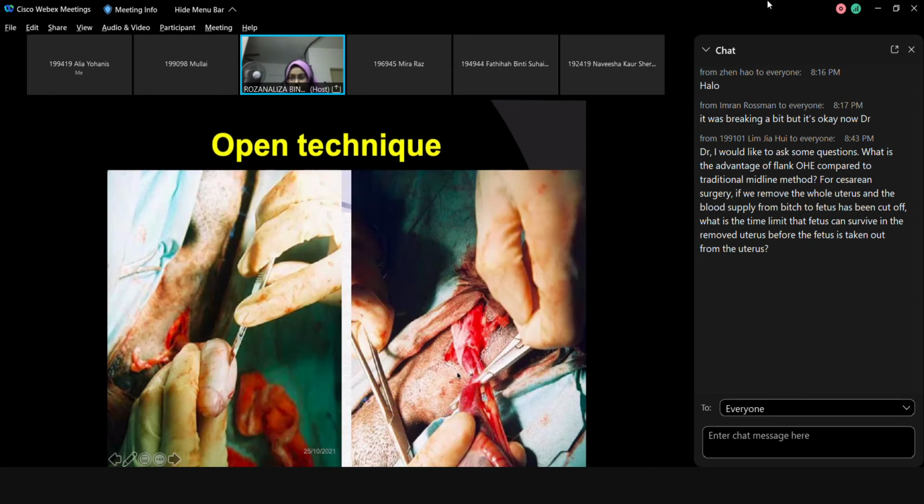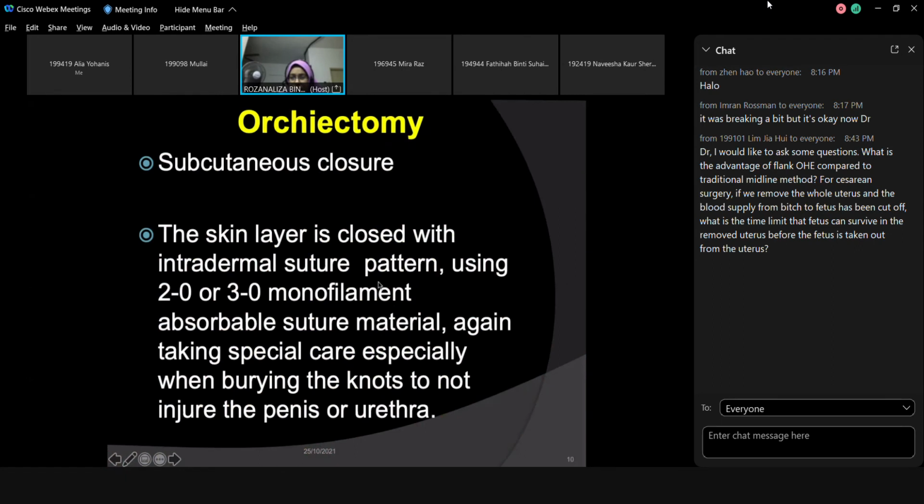I think we're not going to discuss suture material here. Basically, it depends on the body weight. It can be 2-0 or 3-0 monofilament absorbable.